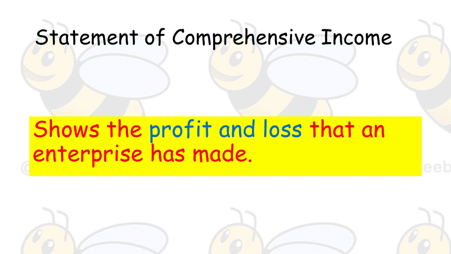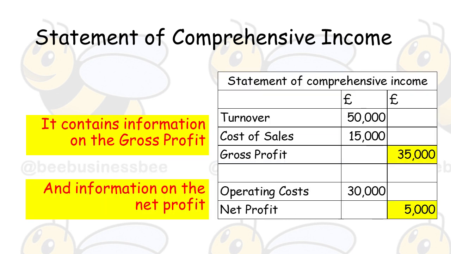The statement of comprehensive income shows the profit and loss that an enterprise has made. It is typically conducted yearly. Now just think about the key words here: it shows the profit and loss. It sometimes is called an income statement, or it's also called a profit and loss account. But the clue in the title is statement of comprehensive income. Income, profit and loss.